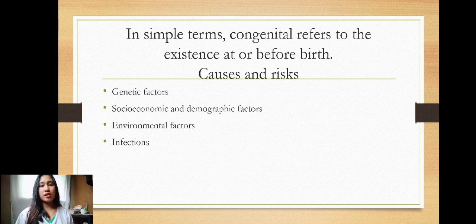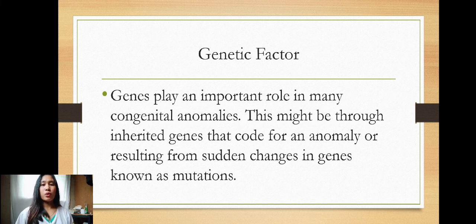So first is genetic factors. Although approximately 50% of all congenital anomalies cannot be linked to a specific cause, there are some known genetic, environmental, and other causes or risk factors. Genetic factors can play an important role in many congenital anomalies. This might be through inherited genes that code for an anomaly or resulting from sudden changes in genes known as mutations.